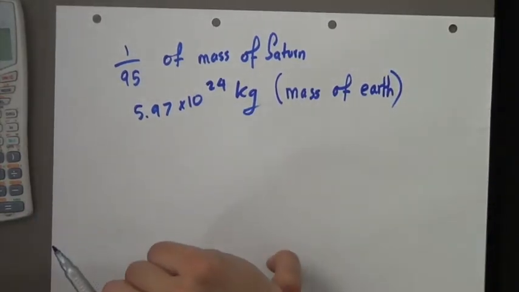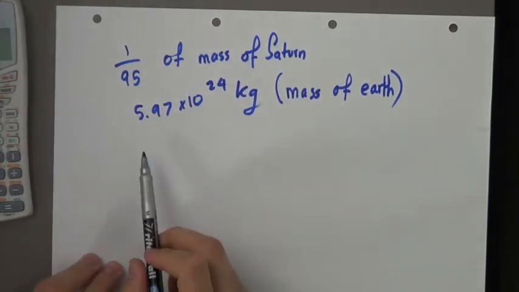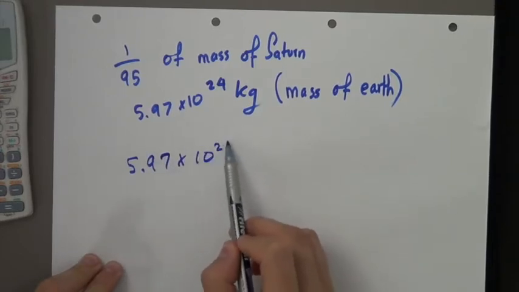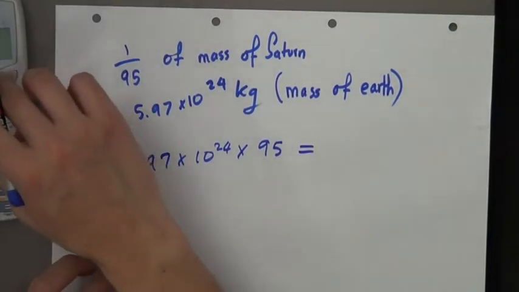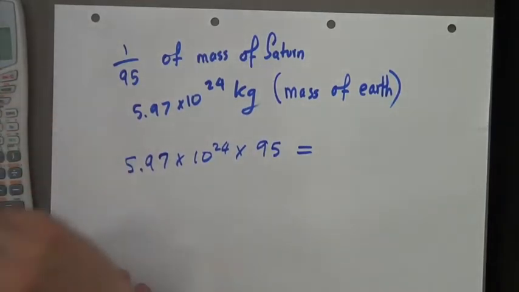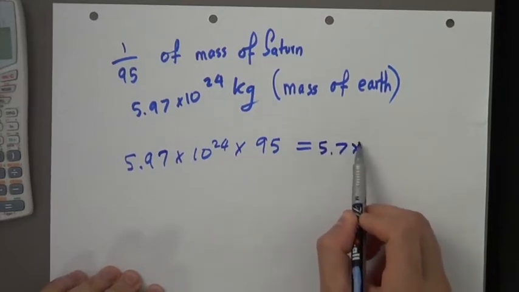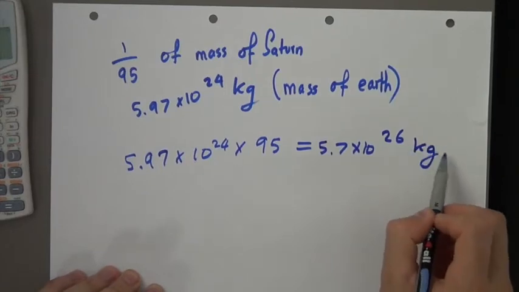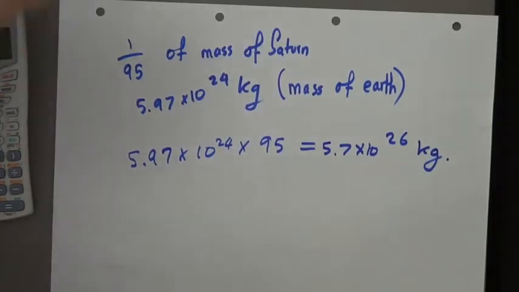Right. So, basically, if it's 1/95, you need to just do 5.97 times 10 to the 24 times 95. If you did that in your calculator, this would give you 5.7 times 10 to the 26 kg. Okay. Right, next one.